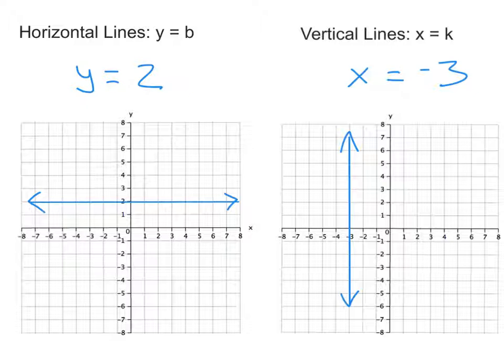Similarly, vertical lines always look like x equals a number. X equals negative 3 says y can be anything, but x always has to be negative 3. So if you draw a line like that, you'll get a vertical line at x equals negative 3.